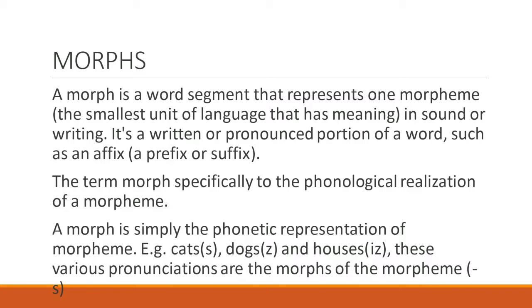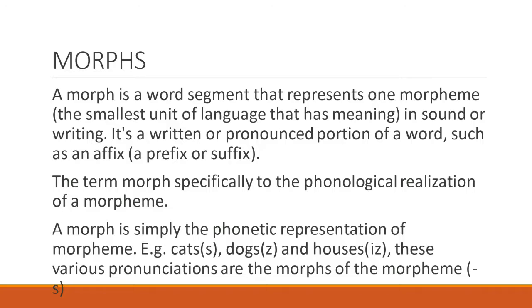Let's have a look at morphs. What is a morph? A morph is a word segment that represents one morpheme. So we have to know what a morpheme is. A morpheme is the smallest unit of language that has meaning. A morph is a word segment that represents one morpheme in sound or writing. It's a written or pronounced portion of a word, such as an affix, a prefix or suffix. The term morph refers specifically to the phonological realization of a morpheme. A morph is simply the phonetic representation of a morpheme.